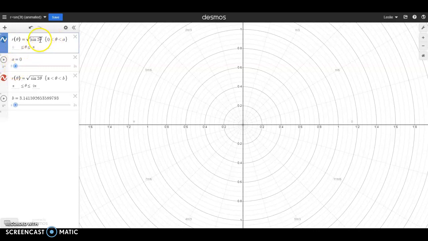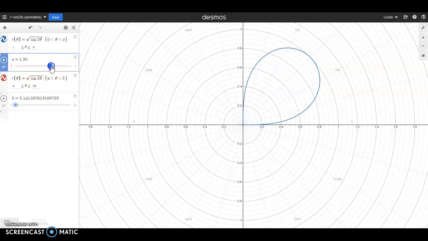So when theta is 0, sine is also 0. So I'm going to be starting at the origin and moving into the first quadrant and coming back to the origin. And that looks like that's all I'm going to get. Let's see what happens. This should only go to pi.